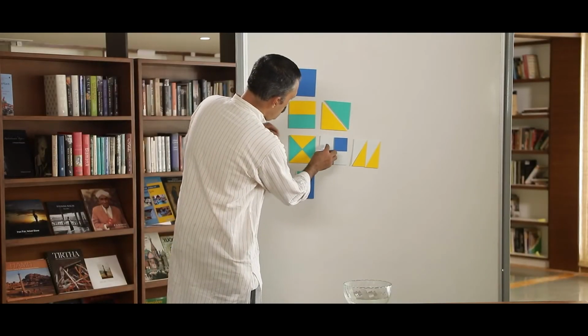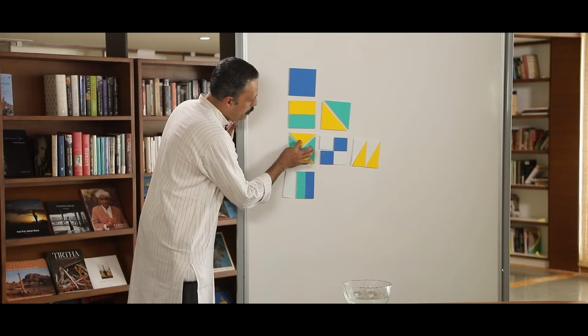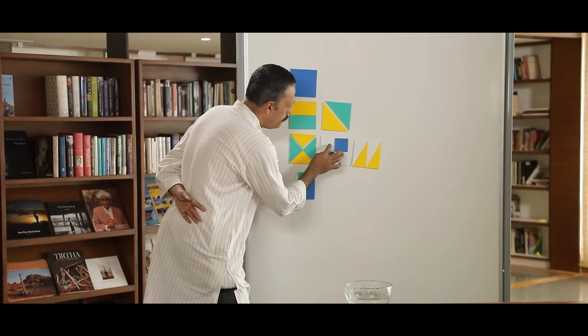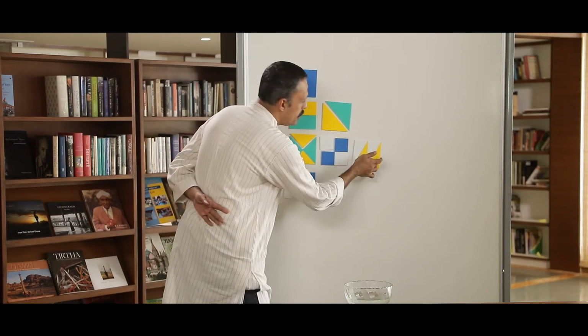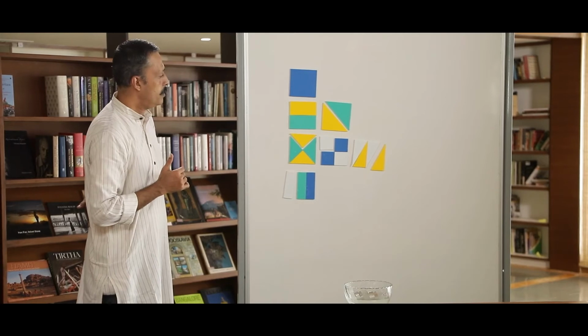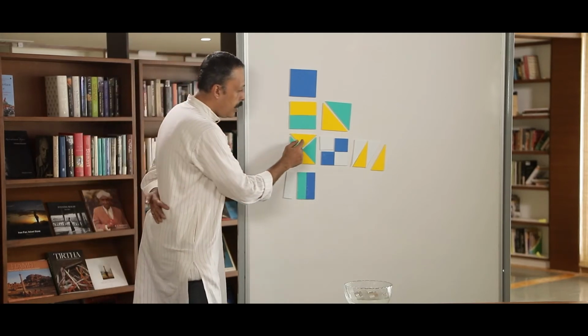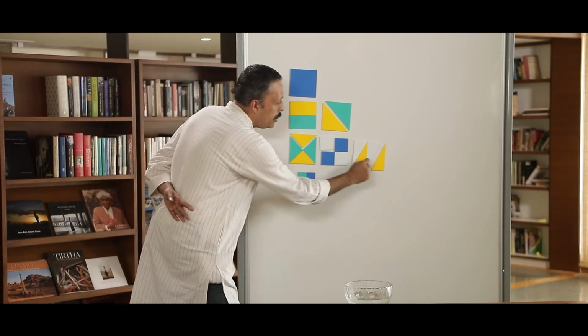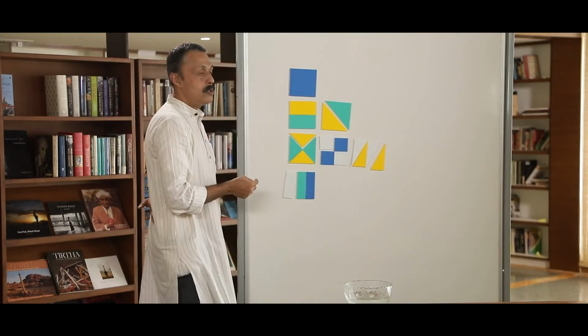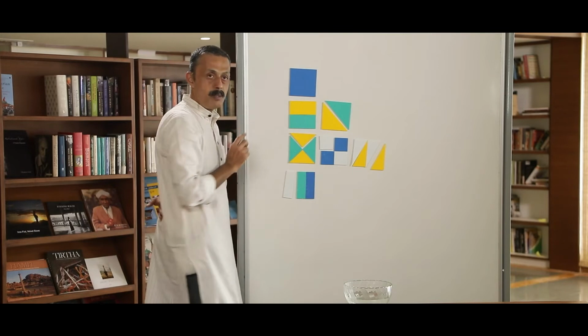This particular piece, we call it 1 in 4. This is also called 1 in 4. This is also 1 in 4. That is, all these 4 parts have come from the same full object.